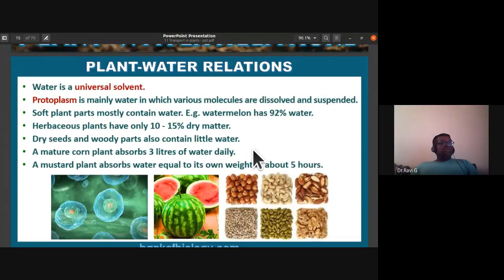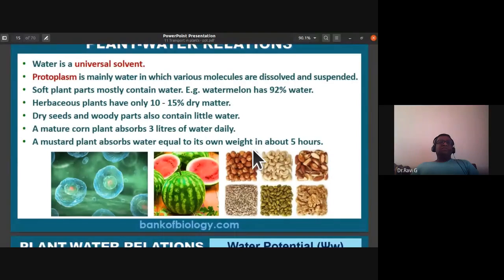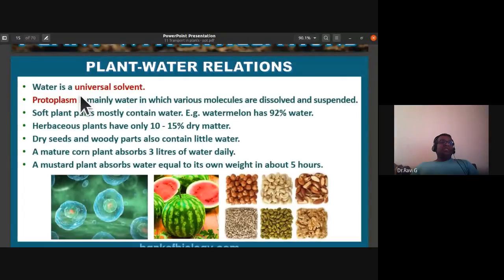So what is water? Water is a universal solvent. Almost all substances dissolve in water. Even in your chemistry labs, whenever you are doing acid-base reactions and solubility tests, you do that first in normal water, at normal temperature. If the salt doesn't dissolve, you heat the water. Even after that, if the salt doesn't dissolve, then you go for other solubility tests like dilute HCl, dilute H2SO4. But water is a universal solvent. Most of the components dissolve in water.